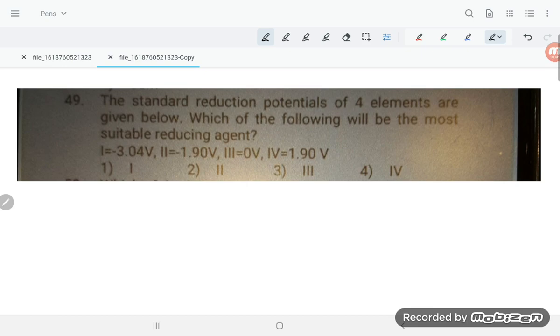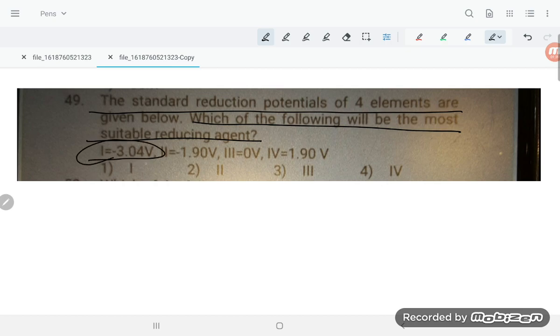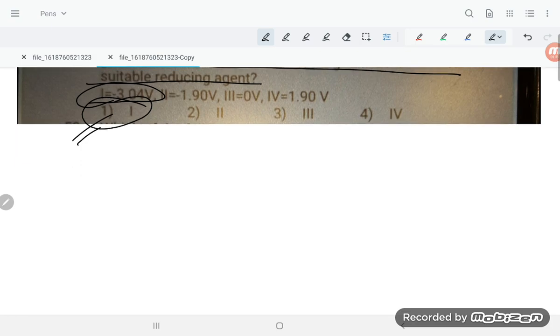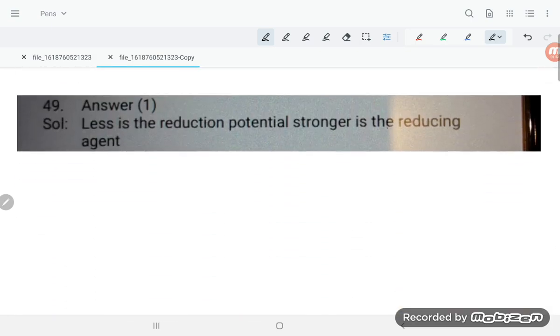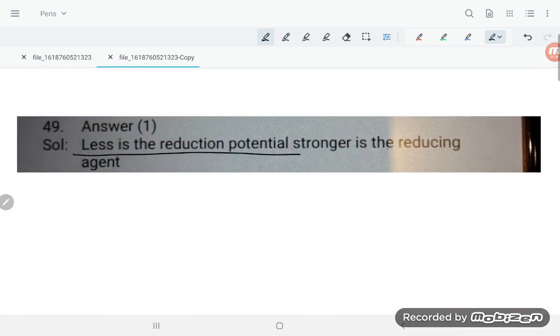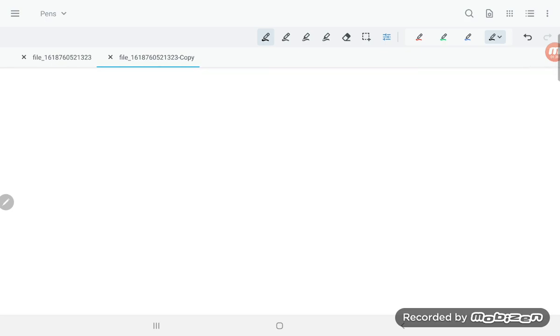Next problem. The standard reduction potentials of 4 elements are given below. Which of the following will be the most suitable reducing agent? The more negative the potential, the greater the reducing power. So I is highly negative, so the correct option will be option number 1. So for question 49, option 1: the lesser the reduction potential, the stronger the reducing agent.